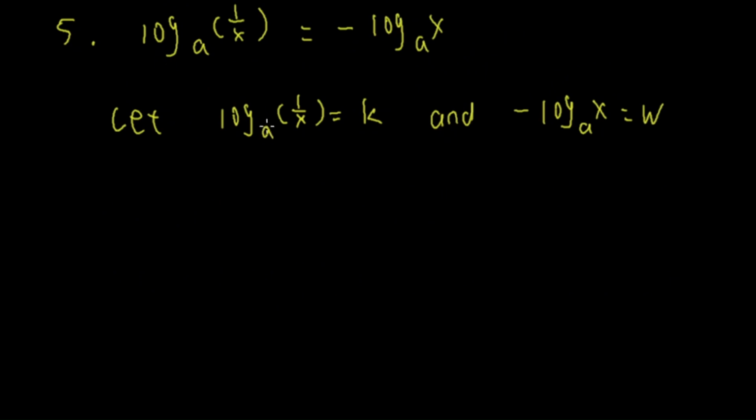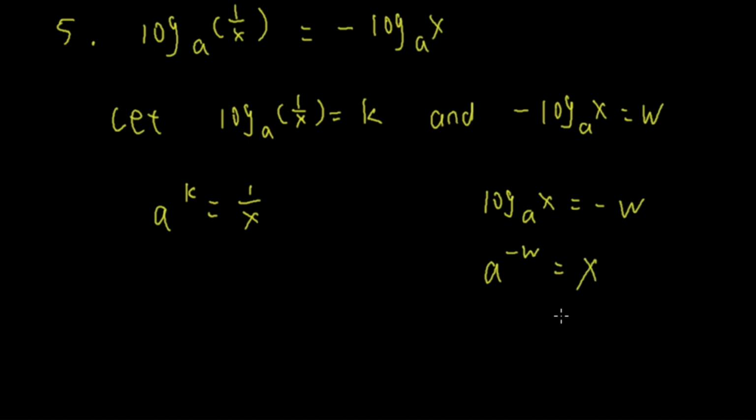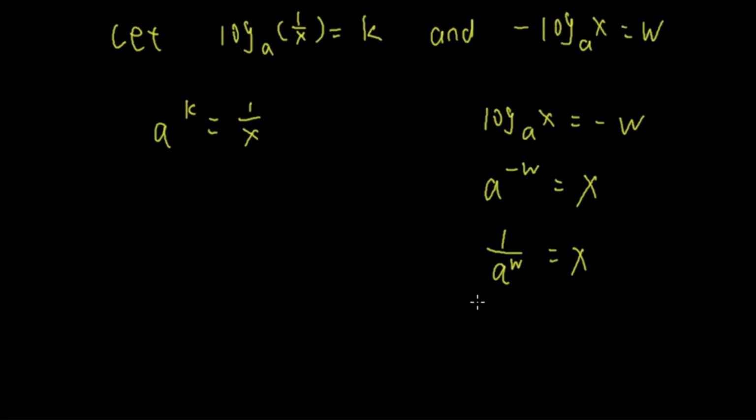Now, it means that a to the power of k is equal to 1 over x. On this side, let's multiply both sides by negative 1. So we have log x to the base a is equal to negative w. Now, this means that a to the power of negative w is equal to x. And this becomes 1 over a to the power of w equal to x. Now, just take 1 divided by x, you get a to the w. Okay, so a to the power of w is equal to 1 over x.